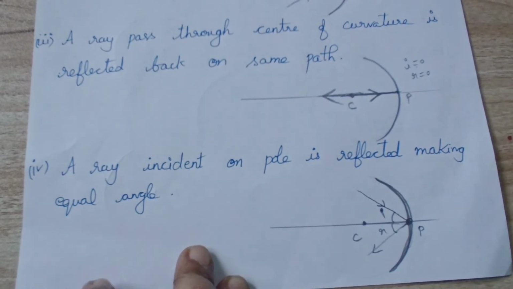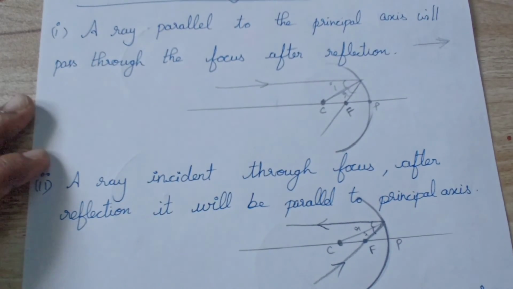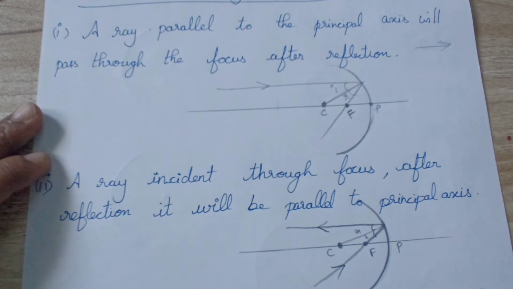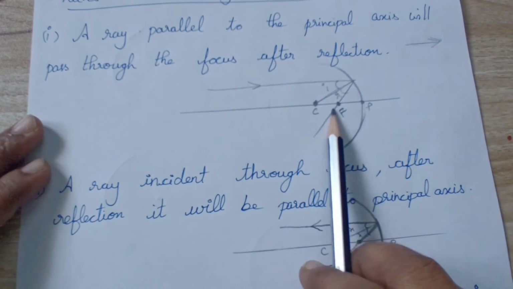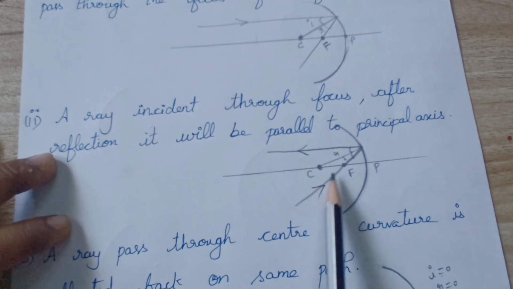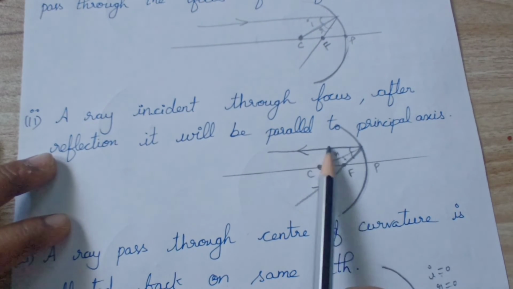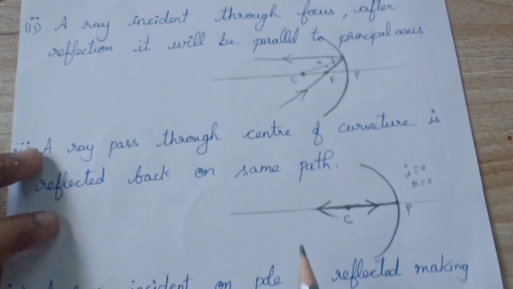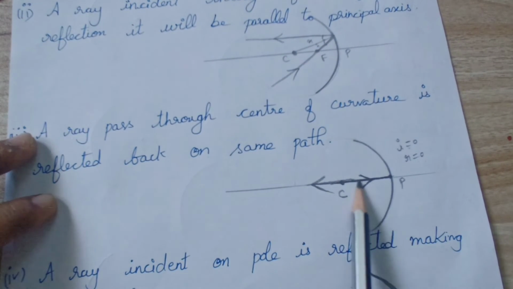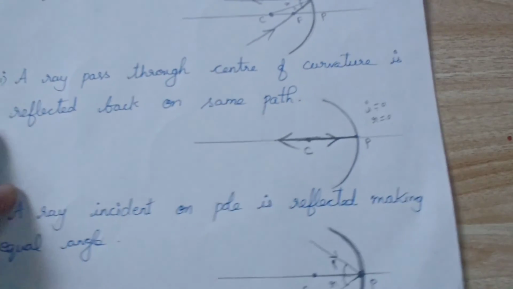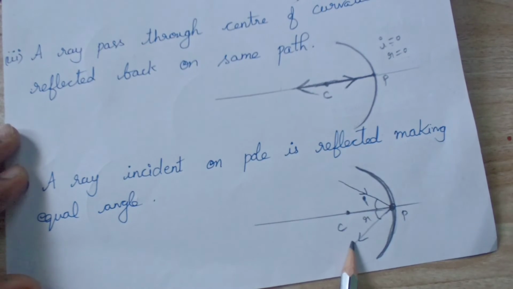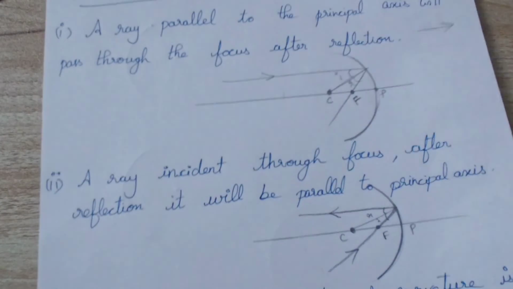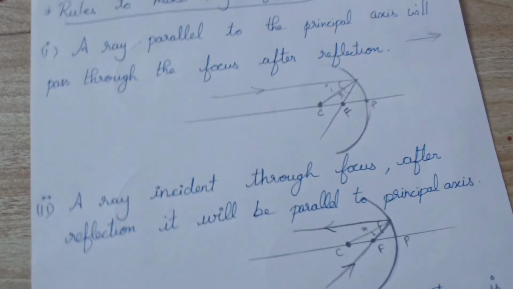Clear on this? Whenever you are drawing to get the image of the concave mirror, you have to follow the rules. Whenever a ray is parallel to the principal axis, it will definitely be reflected back through the focus. Whenever the incident ray passes through the focus, it will be reflected back parallel to the principal axis. Whenever the ray passes through the center of curvature, it will reflect back along the same path. Whenever the incident ray is incident on the pole, it will make an equal angle. That's it. So we'll see how the images are formed.